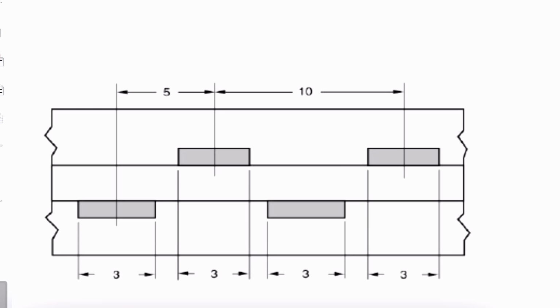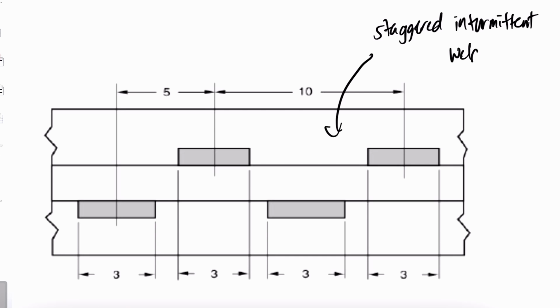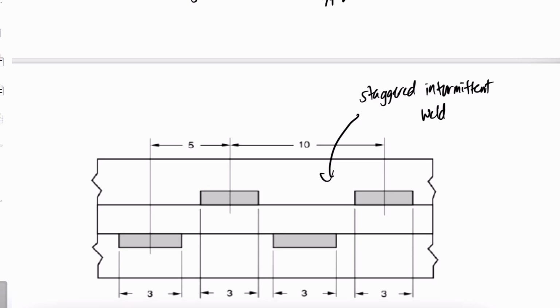Now this is a staggered intermittent weld. How do you name this joint? If you label the joint just like this one, the above weld is now the arrow side. Still, the size of the weld symbol here is 1/4. Put it on the left side of the weld symbol.